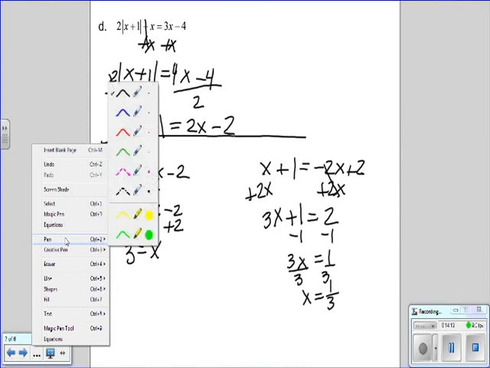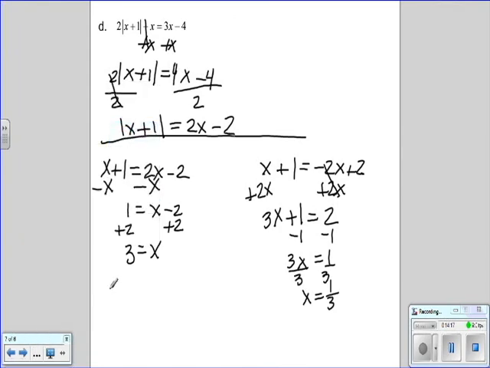So that's a critical part of your steps here, your problem solving. We need to check our solution. So when you check, you're checking back up into the original form of the equation. So I'm going to start with 2 times the absolute value of, my x value here is 3, so 3 plus 1 minus 3, does it equal 3 times my x value is 3 minus 4.